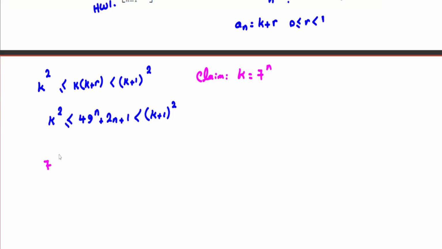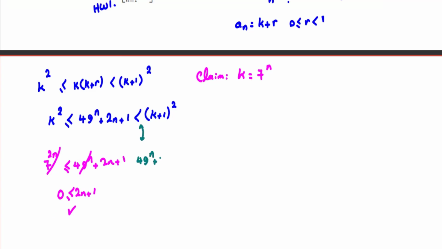Okay, so if you prove that 7 to the n works, it means that the only number that works, k, has to be equal to 7 to the n. So 7 to the 2n, 49 to the n, plus 2n plus 1. This one is equivalent to 2n plus 1 being greater than or equal to 0, which is correct, right? Now for the next part.